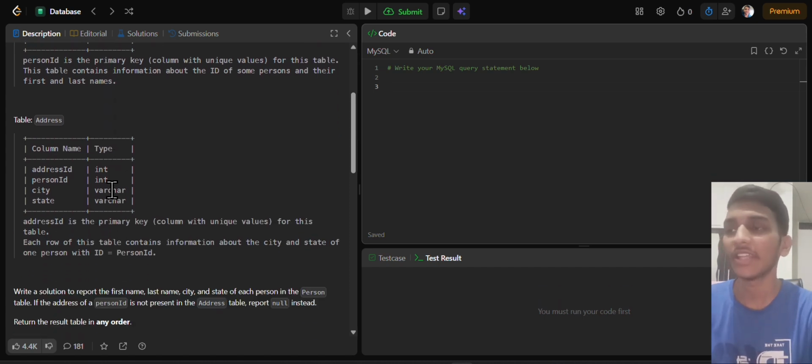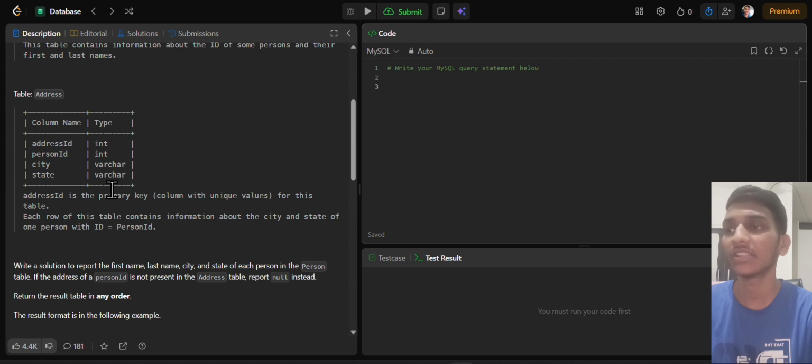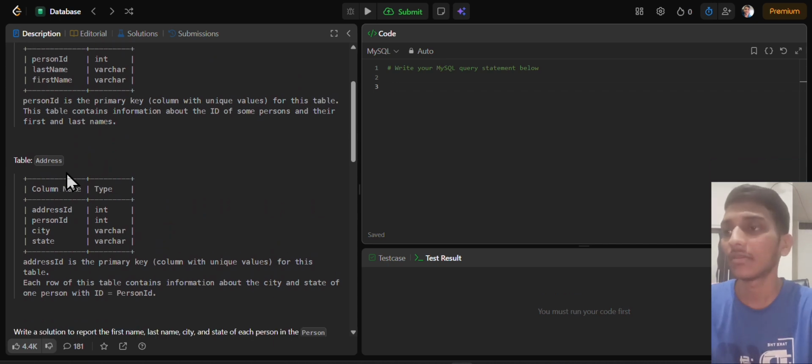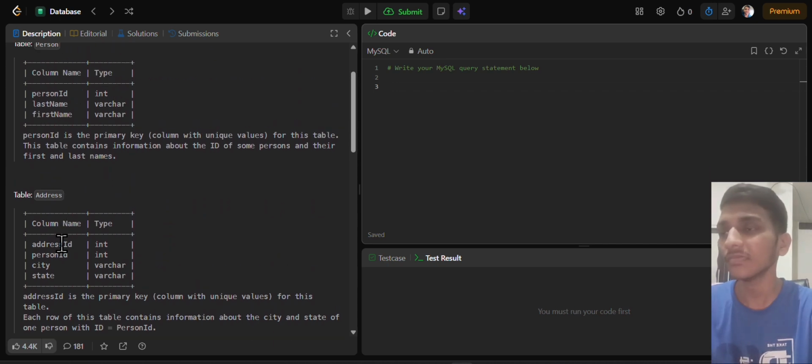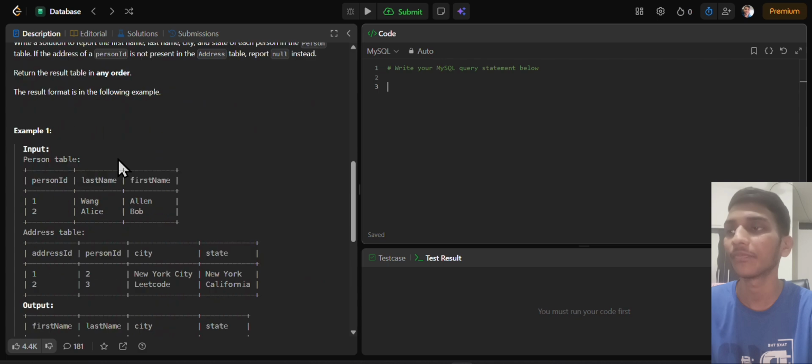Okay. After that there is another table whose name is address, which contains total 4 columns. First is address ID, second is person ID, both are integer, and third is city, and fourth is state column, which both are varchar type. Okay. So we can see that the person ID in both the table is common. So person ID is a foreign key for this particular table.